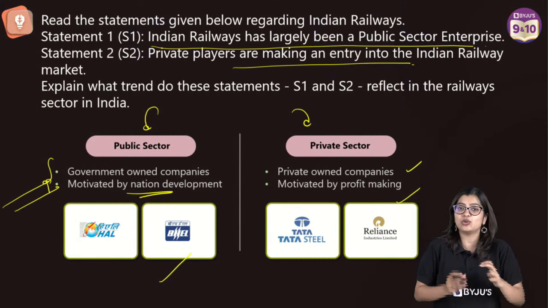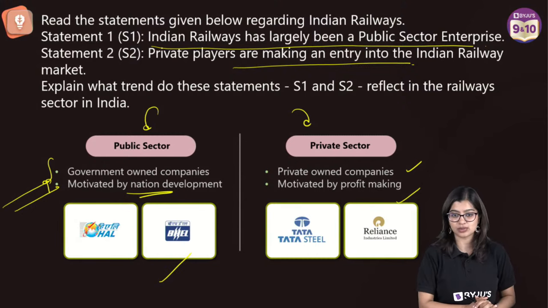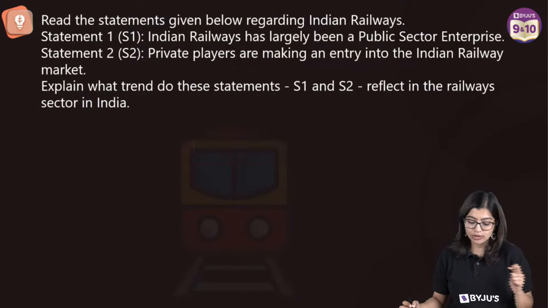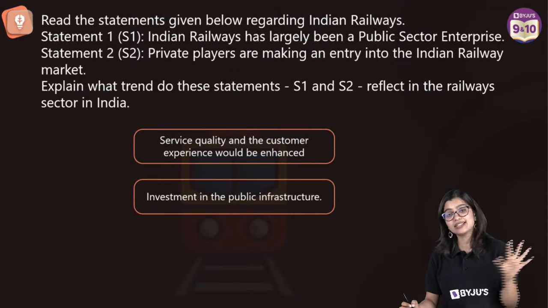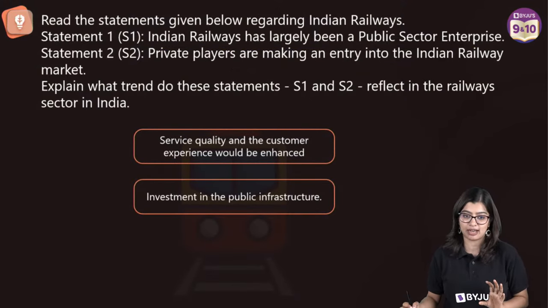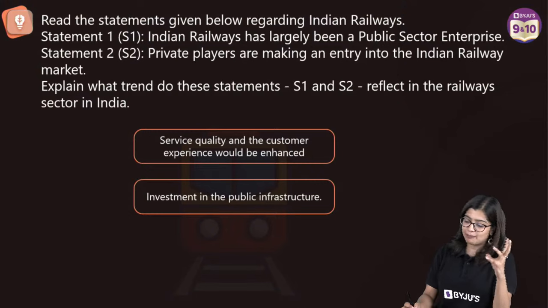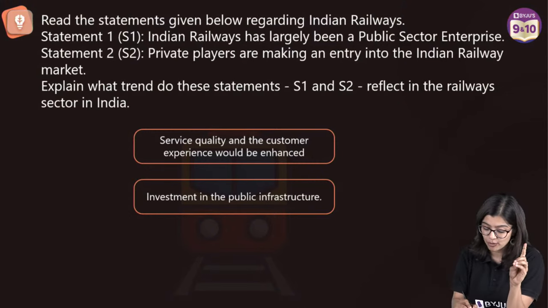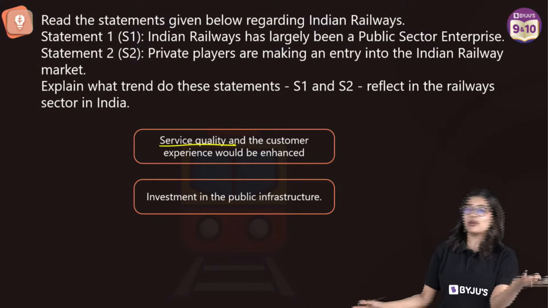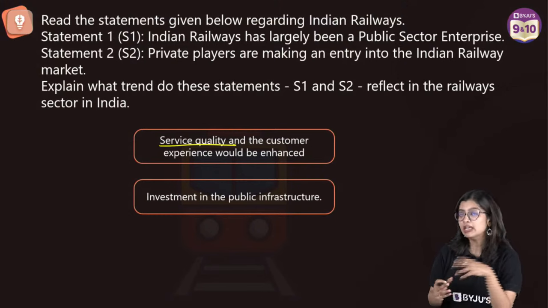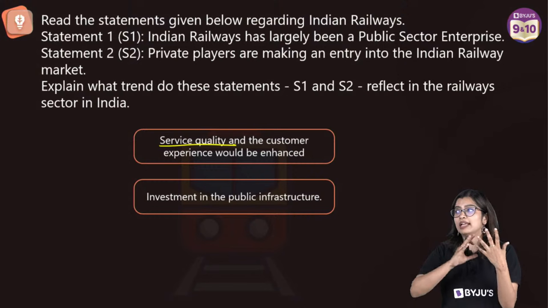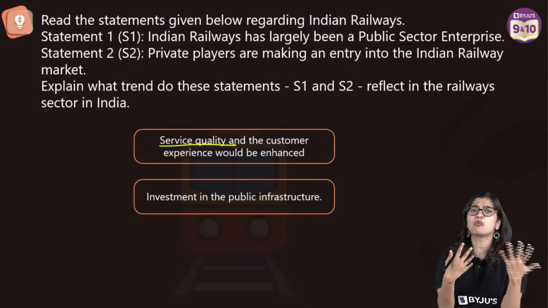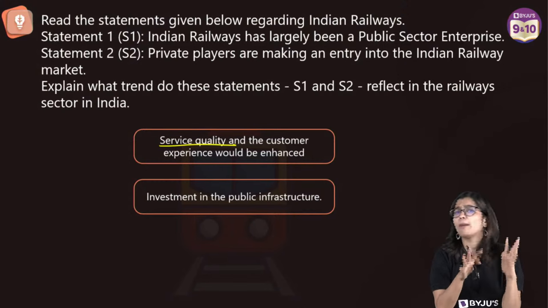So I decide to start investing money into this. What would happen? What do these statements mean? So first and foremost, if private companies come into the picture, we know that we will get good quality. I don't want to build a railway which is not going to give me good service. Why would I want a railway with a few trains that have poor service? No, I would want to give top-notch service.